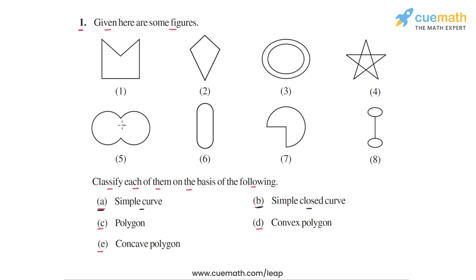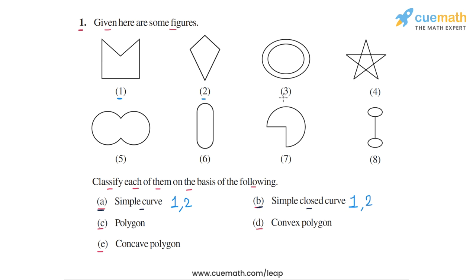So let's go one by one through each of the 8 figures and identify which are simple curves and which are simple closed curves. So in curve 1, we have this figure which is a closed curve. It is also simple because it does not cross itself. So curve 1 is a simple curve. It is also a simple closed curve. So I am writing 1 against both of these categories, simple curve and simple closed curve. Similarly, curve 2 is also a simple curve, and it's also a simple closed curve because it does not cross itself.